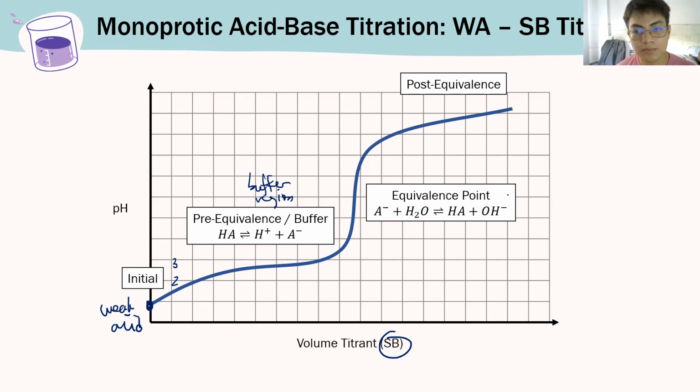Again, at the equivalence point, the pH is greater than 7. And then you have your post-equivalence point, wherein the excess strong base will determine the pH of the solution. Okay, so that's your titration curve for the weak acid strong base. And now let's proceed to the equations for the weak base strong acid titration.